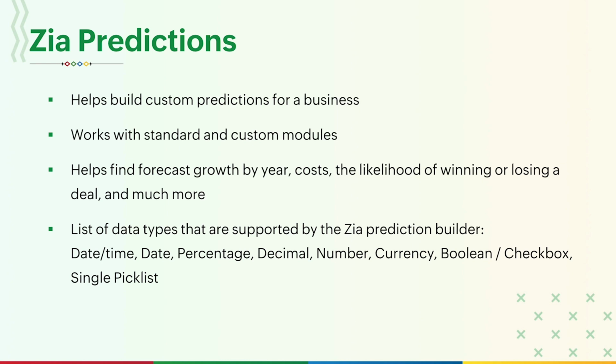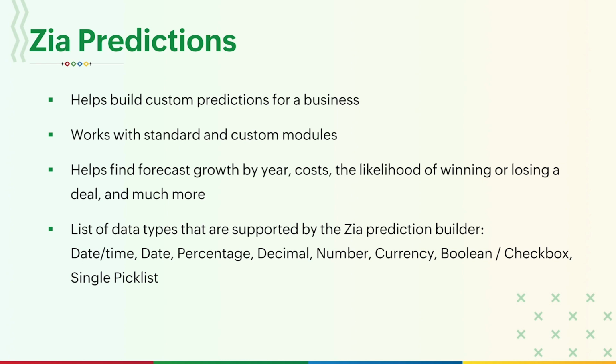In our business use case, would it be helpful to know the estimated business growth for the year, considering the travel conditions, and allocate budgets and hire people likewise? This can help solve a lot of problems for the business, like setting a reachable goal and planning their tasks aligned with this in mind. Zia's Prediction Builder can help forecast growth by year, costs, taxes, salary expenditures, the likelihood of winning or closing a deal, the likelihood of a user buying a product, and much more.